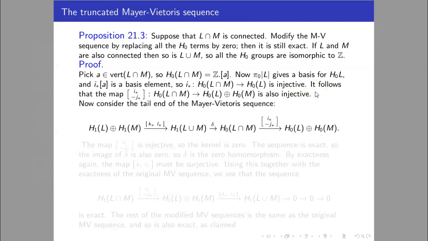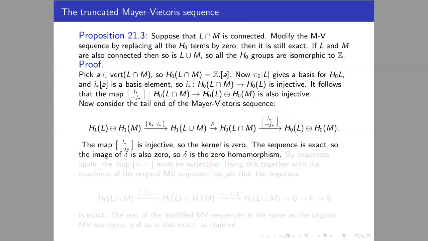Okay, so now let's look at the tail end of the Mayer-Vietoris sequence. We've got an H1, the sum of the two H1s, then K star and L star to H1 of the union. Then we get the delta. Then we get this H0 of L intersect M, and then H0 of L plus H0 of M. Now this map here, we've mentioned, is injective. So the kernel is zero. But we know that the sequence is exact, so the kernel of this map here is the same as the image of this map here. So the image of this map here must be zero. And if the image of delta is zero, that just means that delta has to be the zero homomorphism. Okay, so this map is zero.